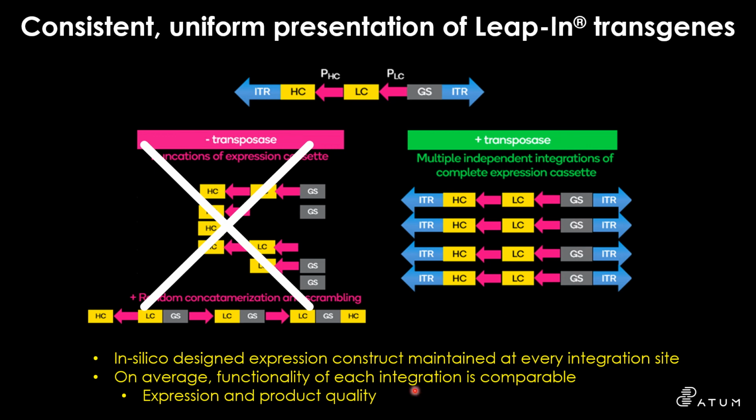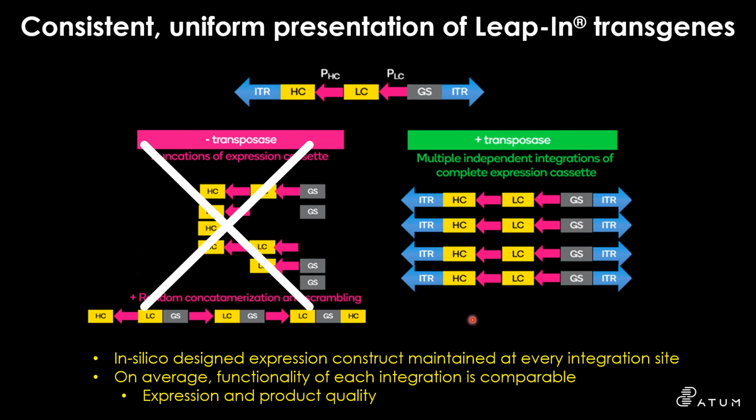Importantly, the functionality of each one of these insertions, on average, is comparable to each other. And this is true not only of the expression level, but also the product quality. What this does is create pools that are highly uniform and quite predictive of the clones that can be derived therefrom. So what can you do with these pools?